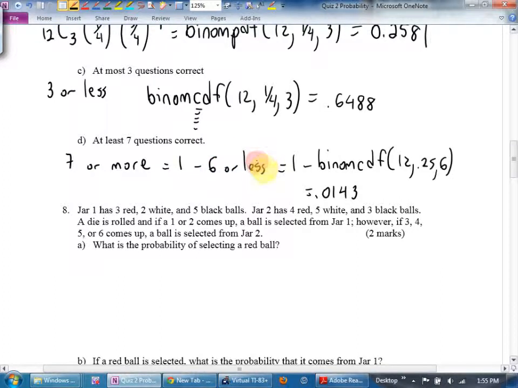That's the binomcdf. And in fact, I'm going to be honest with you guys. Probably on your test, if I ask you a CDF question, it's going to be an or more question so that you'll have to clue in. I've got to go or less to make this work. Does that make sense?